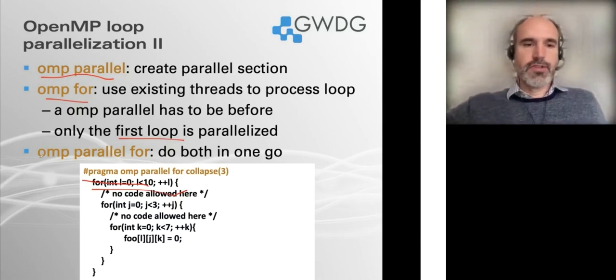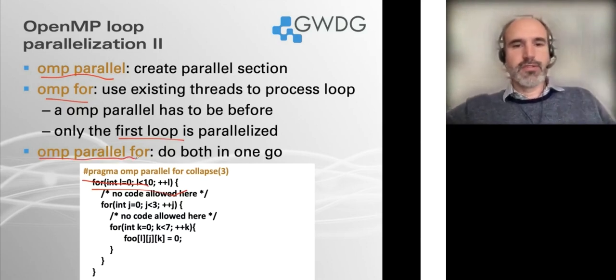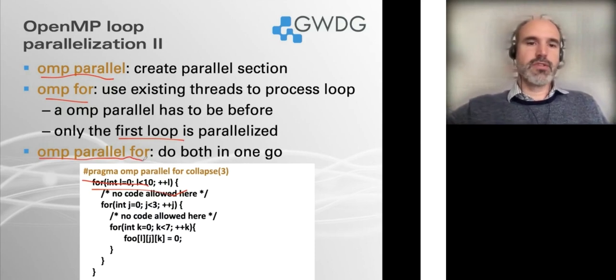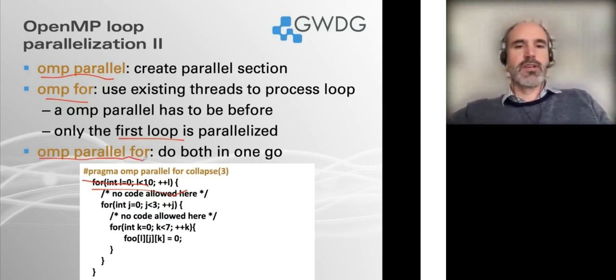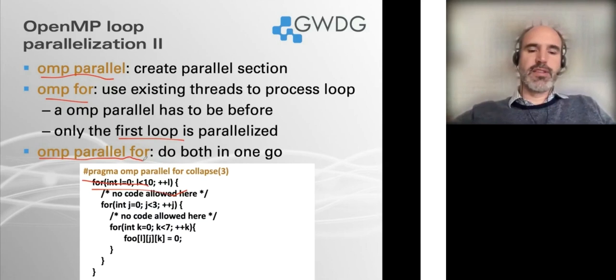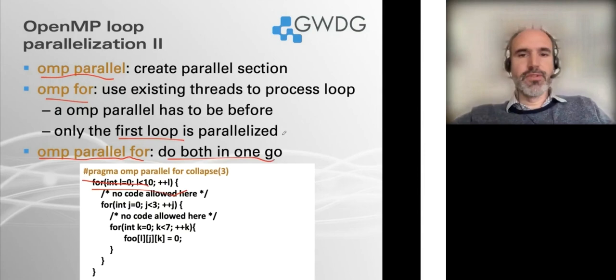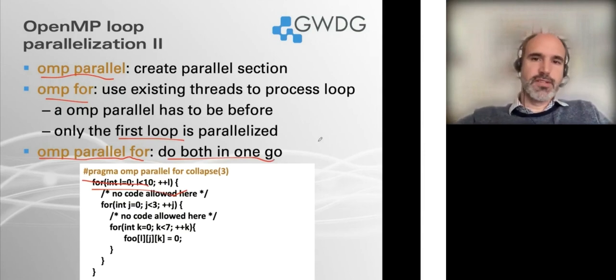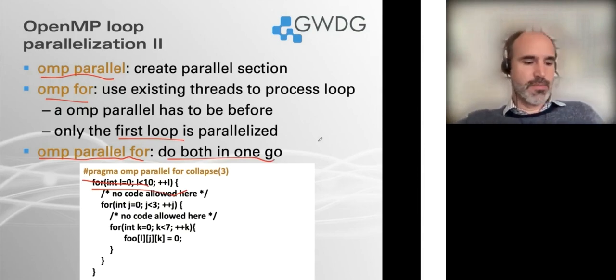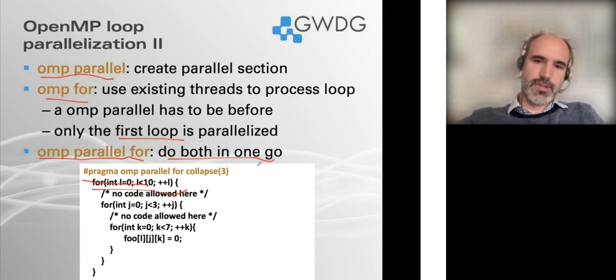That's also true for a combined version, and this is smart to use. If you have just a for loop to parallelize and no other code, you can combine the parallel directive with the for directive into a parallel for directive. That would basically do both in one go: first create a number of threads and use those for splitting up the iterations.